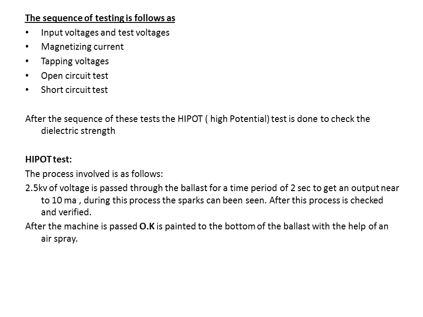High pot test. The process involved is as follows: 2.5 kV of voltage is passed through the ballast for a time period of 2 seconds to get an output near 10 milliamps. During this process, sparks can be seen. After this process is checked and verified, the machine is passed OK and painted at the bottom of the ballast.